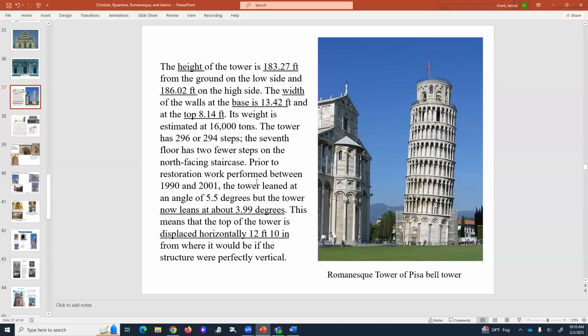Prior to the restoration work, the tower leaned at an angle of 5.5 degrees. The tower now leans around 3.99. This means the top of the tower is displaced horizontally 12 feet 10 inches from where it would be in a perfect vertical. 12 feet is pretty far, don't you think? I mean, think about it, standing down there, from the top to the bottom, 12 feet.